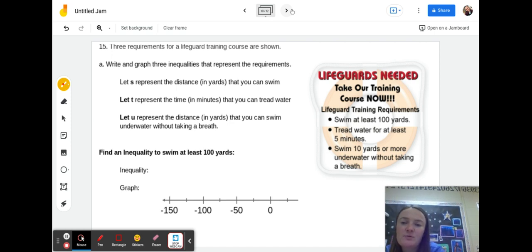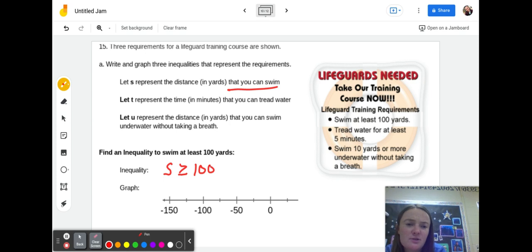It says let S represent the distance in yards that you can swim. So I need to swim at least 100 yards. So what we can say is S has to be greater than or equal to 100 yards, which looks like, I'm not sure why we have negative 100 on here. We'll make that positive. S has got to be greater than or equal to 100 yards.